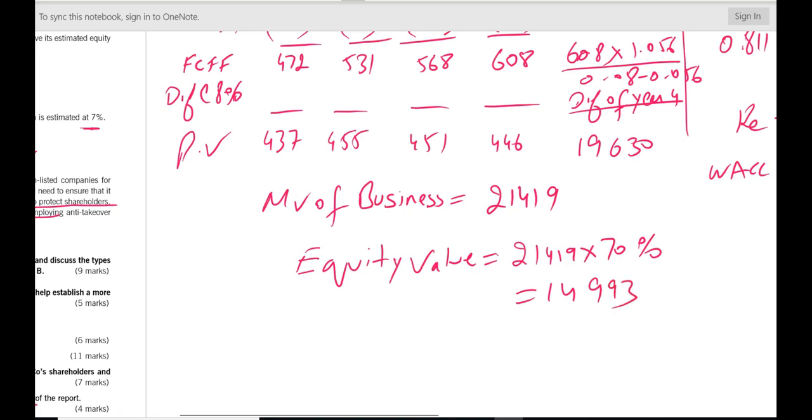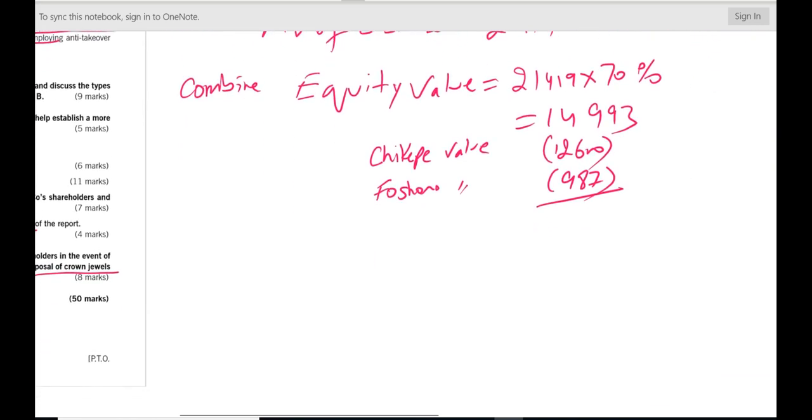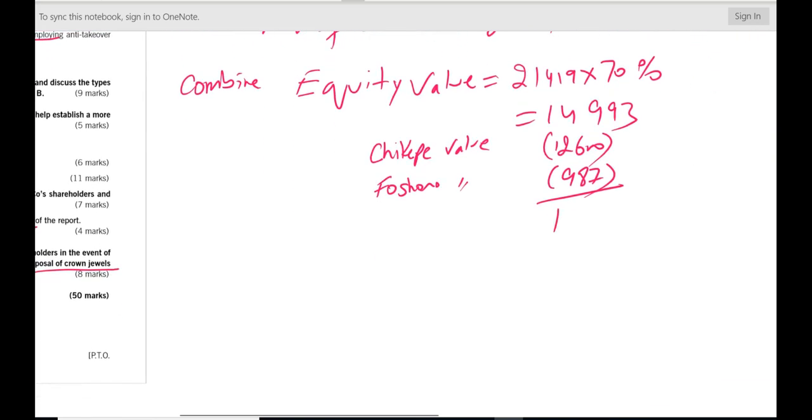That is the combined equity value. So we can write combined equity value. If we deduct the parent company value and the other company value, this will be 12,600, 987. So the total benefit will be $1,407 million. This is the total benefit.